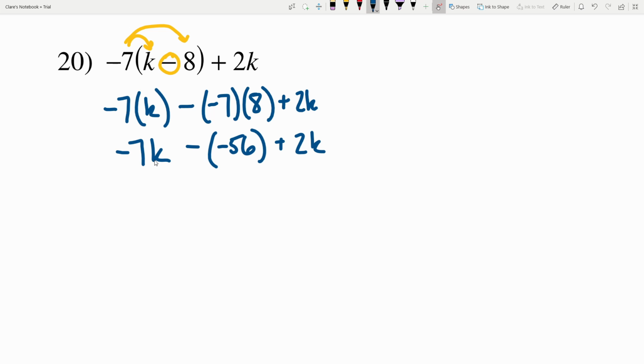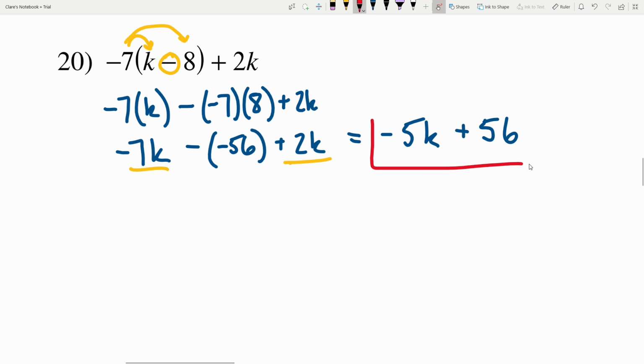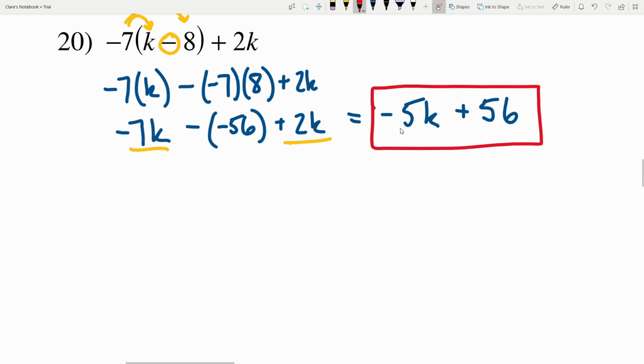Negative 7k plus 2k is going to be a negative 5k. So I combined my like terms here. However, I'm still subtracting a negative 56. But subtracting a negative is the same as adding a positive. So I'll be adding 56. Negative 5k plus 56 is our solution for number 20.